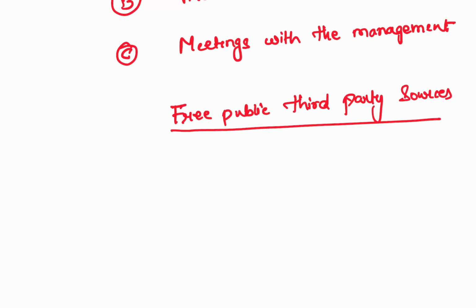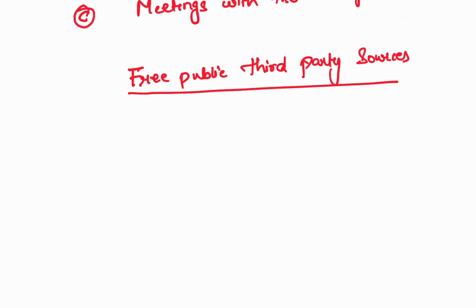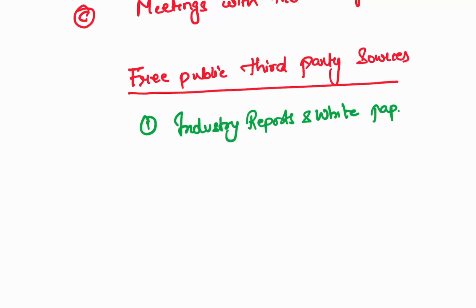Number one is industry reports and white papers. Basically, these are in-depth articles about how an entire industry is performing. Suppose a white paper on India's electric vehicle market helps the analyst to understand Tata Motors or Ola Electric or Mahindra Electric systems. Clear? This is all about the industry.